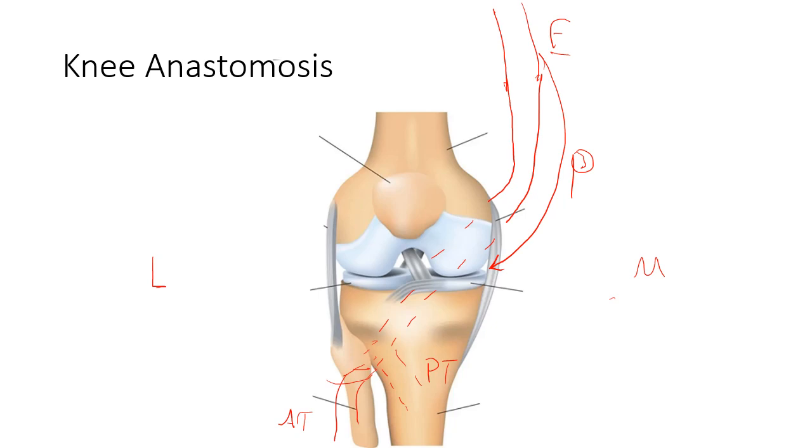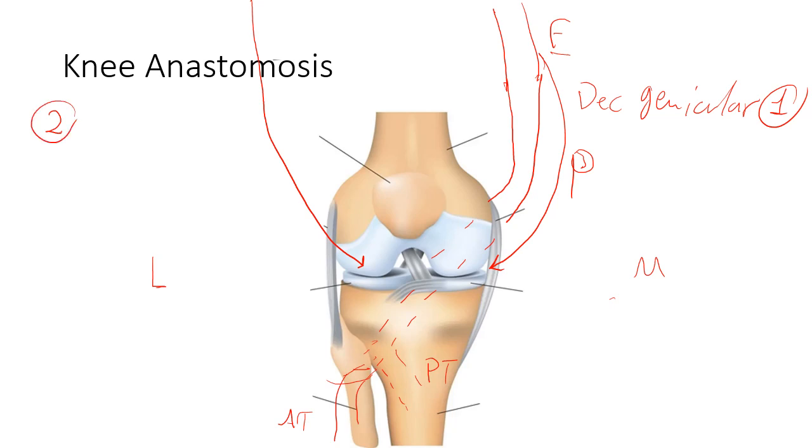descending genicular branch. So we have the descending genicular branch of the femoral artery. This is the first participating in the anastomosis. Then we're going to have a descending branch here too. This descending branch is coming from the lateral circumflex femoral artery. Remember, the lateral circumflex femoral artery was coming from profunda femoris, coming from the femoral artery, which is responsible for the cruciate anastomosis. So this is the second branch.